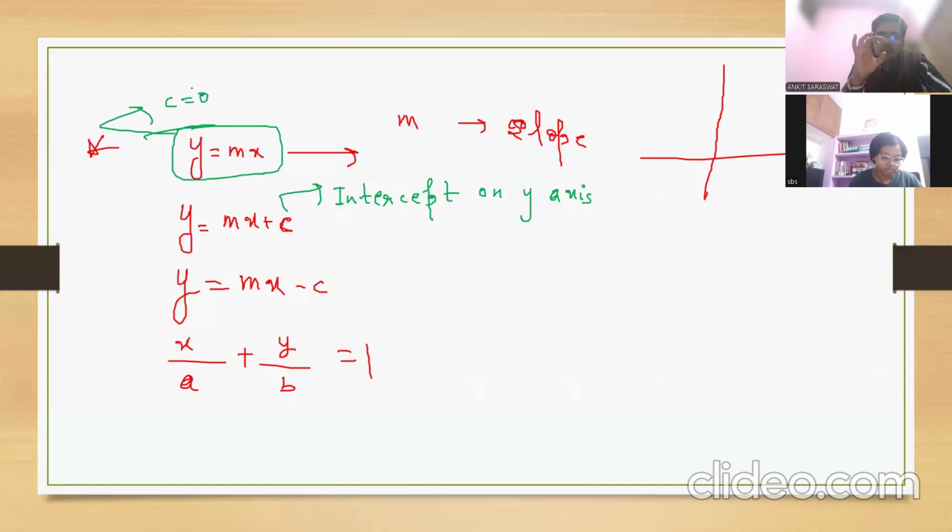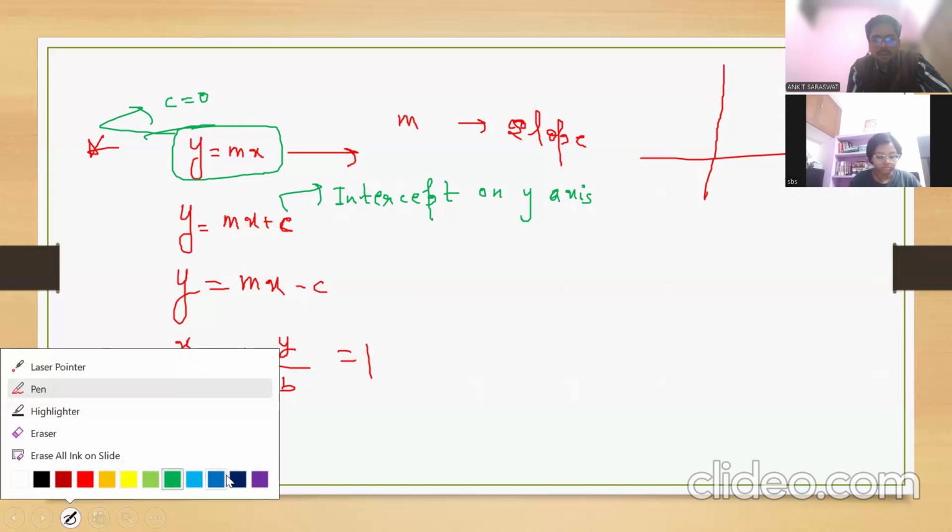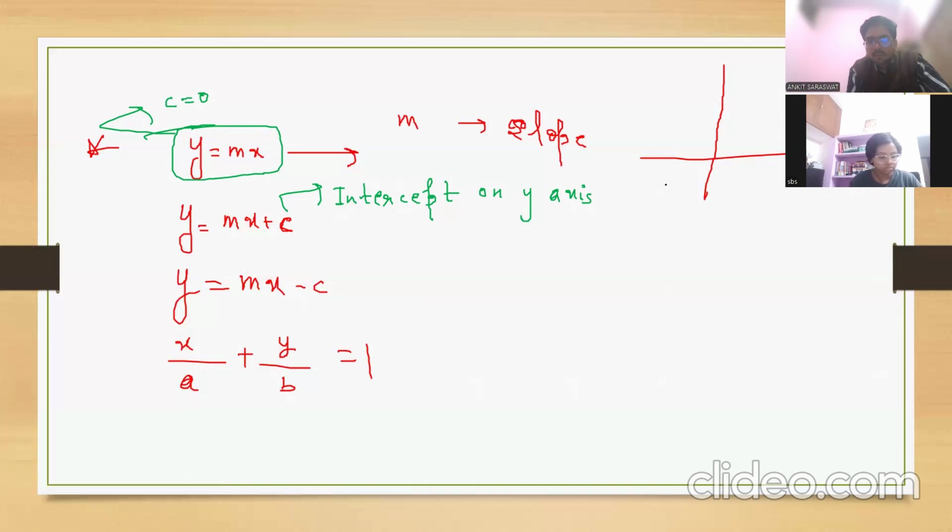Intercept means cut off portion. How much portion of the y-axis is being cut by the straight line? y is equal to mx. There is no intercept, means c is 0. Then how will you draw the graph? Like this. Its slope is m. Sometimes in books they say this is an angle theta, and m is the slope, equal to tan theta. We are denoting it like this. This is slope.